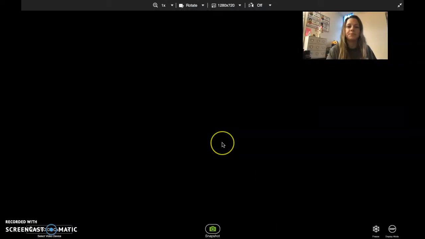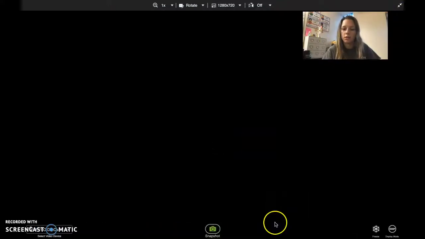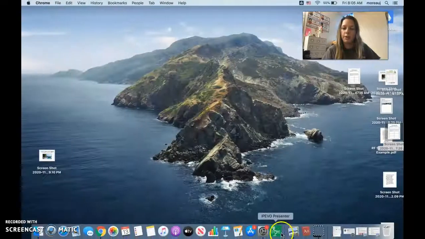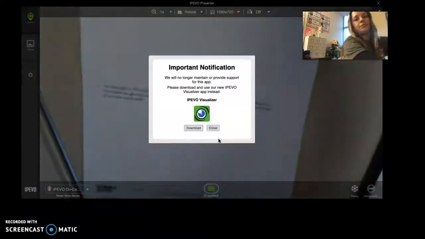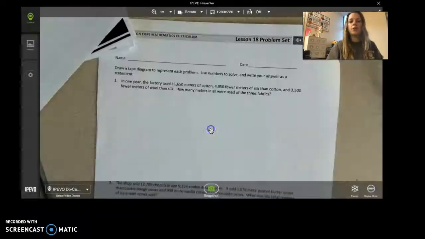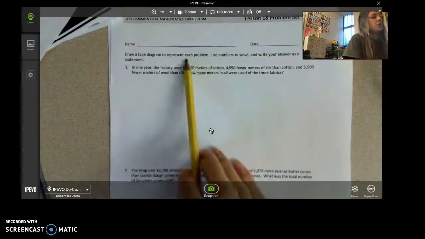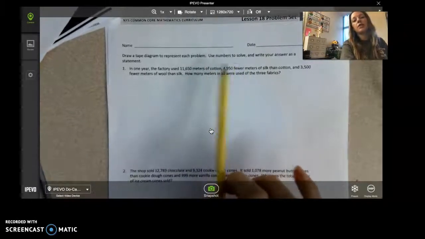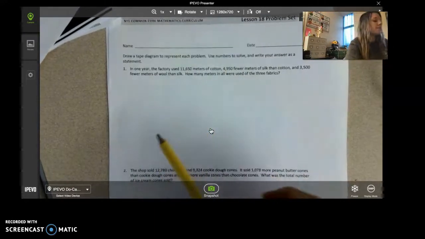All right, welcome back. So this morning, I'm going to try to reload this so that you can see my paper. There we go. We're going to start by doing these problems together. We're going to need to draw a tape diagram to represent each problem, use numbers to solve, so we're going to have equations using the standard algorithm, and write your answer as a statement.